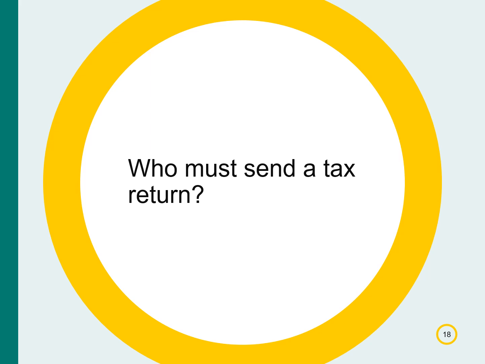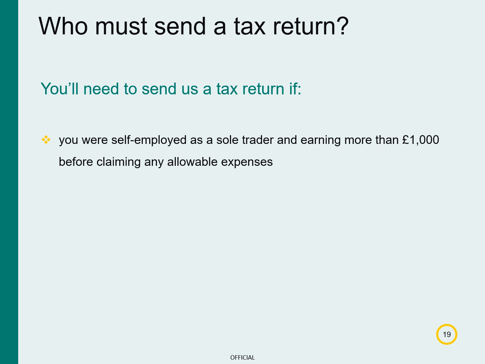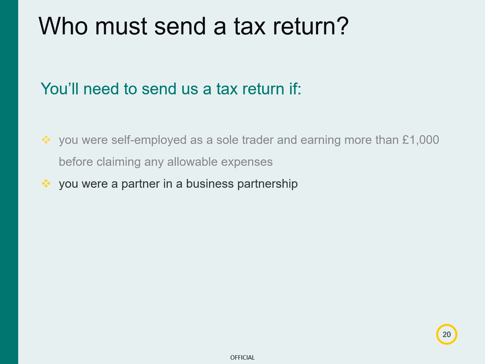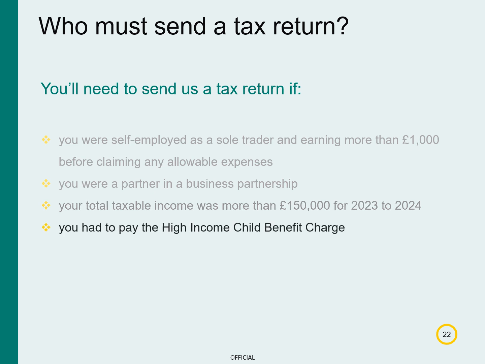So who needs to send us a tax return? You'll need to send us a tax return if, during the last tax year, from the 6th of April to the 5th of April, any of the following applied. You were self-employed as a sole trader and earning more than £1,000 before claiming any allowable expenses. You were a partner in a business partnership. Your total taxable income was more than £150,000 for 2023 to 2024. You had to pay the high income child benefit charge.